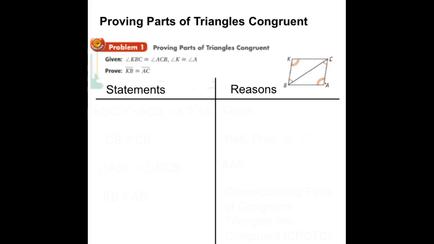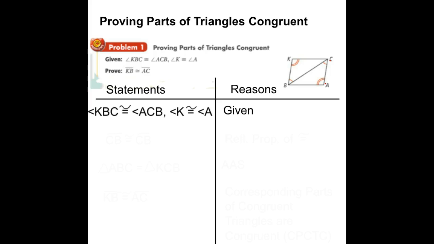So, if we're going to prove parts of triangles congruent, the first thing we need to do is prove that we have congruent triangles. So we're going to start with our given. Here's your given. Angle KBC is congruent to angle ACB, and angle K is congruent to angle A. Those are already marked in the diagram for us.